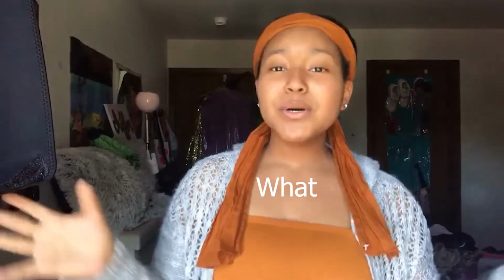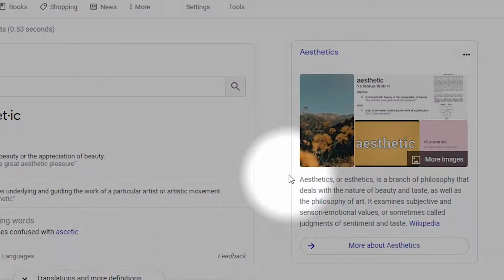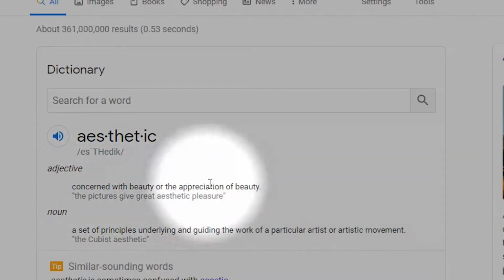Aesthetics. Aesthetics have been so popular, I feel like, in the last couple of years, especially with people after high school, who completely changed their Instagram, you know, everyone does that clean out. But what does aesthetic even mean? You know what, let's Google it because I barely even know what it means. So I got my handy dandy laptop. And so aesthetic is a branch of philosophy that deals with the nature of beauty and taste, as well as the philosophy of art. It is concerned with beauty or the appreciation of beauty.